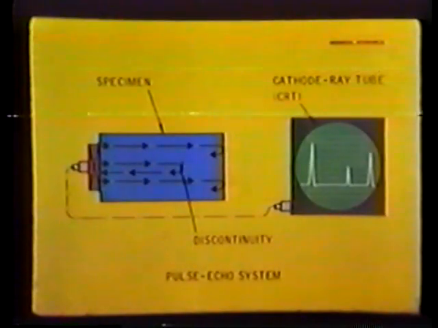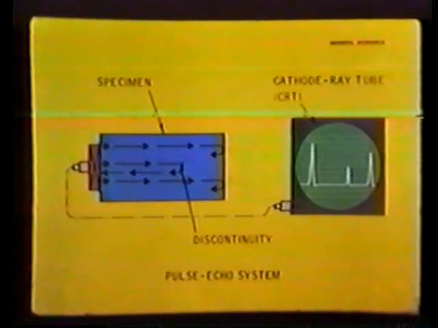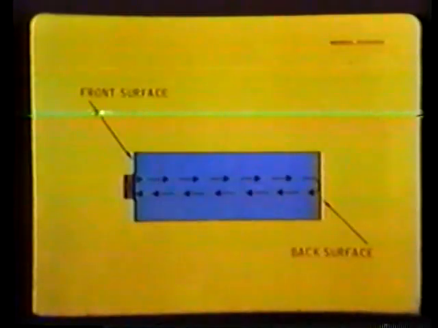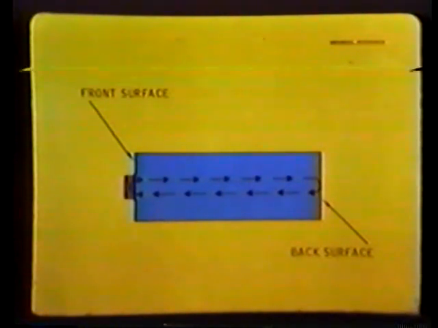In pulse echo testing, short pulses of ultrasonic sound are transmitted into a specimen under test. These pulses, in turn, travel through the specimen, reflecting from boundaries, interfaces, in their path. In a specimen with no discontinuities, a pulse travels through the specimen, reflects off the back surface, and all of the reflected energy returns to the transducer at the same time.